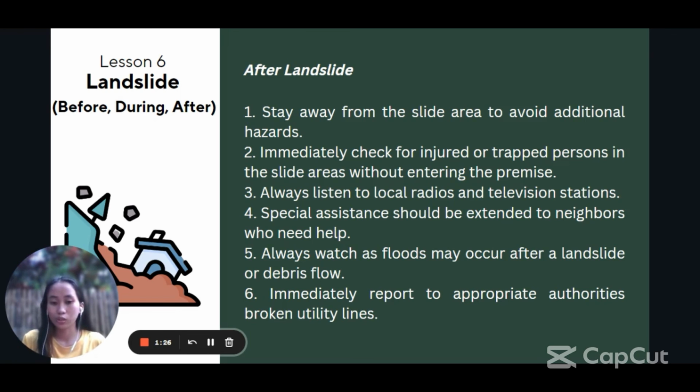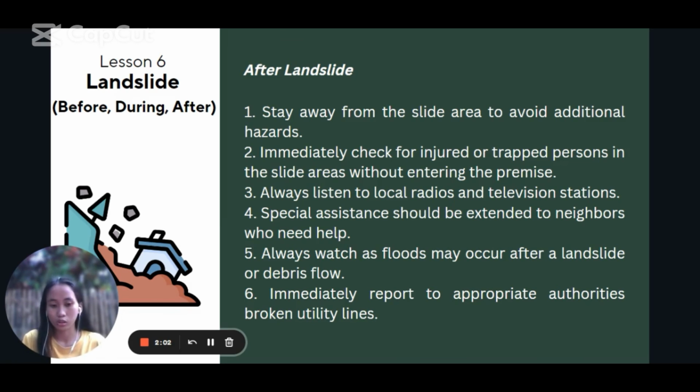Second, if you are in a good position to help, you can look for injured or at-risk persons without entering the slide area and call for rescuers to help the injured people. Third, always listen to local radio and television stations in order to be updated on the latest emergency information. Fourth, special assistance should be extended to neighbors who need help.